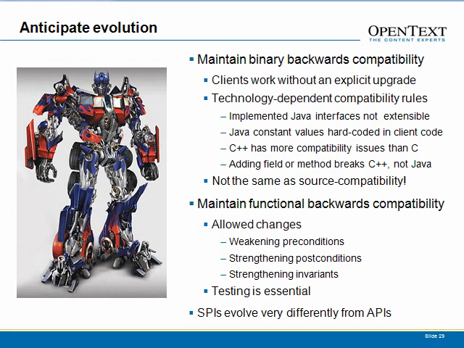And one other thing to remember is that SPIs, service provider interfaces, the things that you provide for the clients to implement so that they can plug into your framework, or callbacks that you provide, evolve very differently from regular APIs. A lot of things are quite reversed, right? So if you can weaken preconditions with APIs, you can only strengthen preconditions on SPIs, and things like that. Another thing to keep in mind.